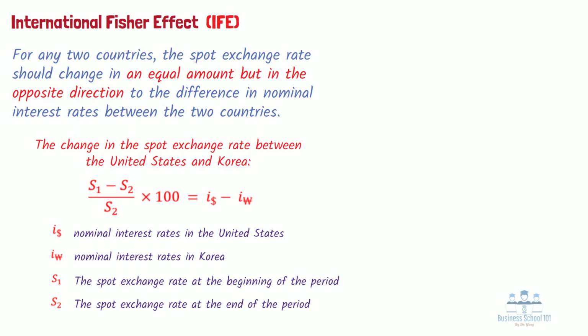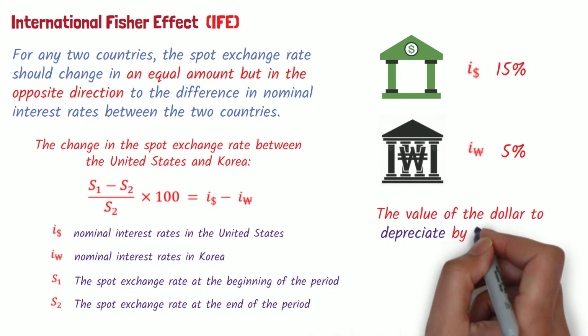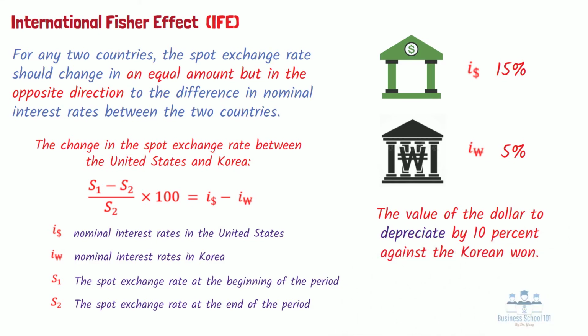If the U.S. nominal interest rate is higher than Korea's, reflecting greater expected inflation rates, the value of the dollar against the won should fall by that interest rate differential in the future. So if the nominal interest rate in the United States is 15% and in Korea it is 5%, we would expect the value of the dollar to depreciate by 10% against the Korean won.